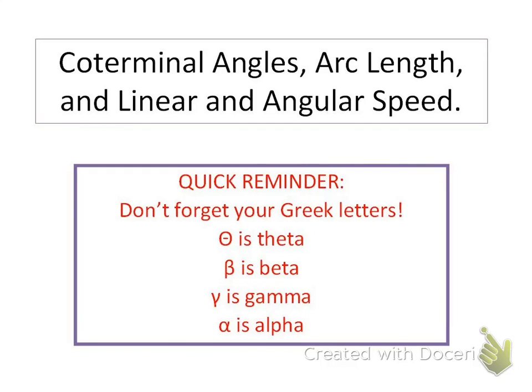All right, here we go. Coterminal angles, arc length, and linear and angular speed. Please make sure that you know your Greek letters: theta, beta, gamma, and alpha. Okay? Know what to call them.